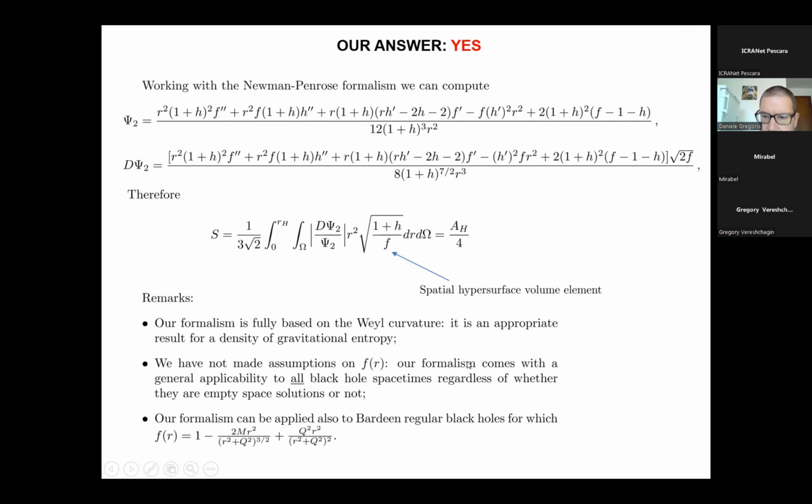So our formalism comes with a general applicability to all black hole spacetimes, regardless of whether they are empty space solutions or not. So we can apply our formalism both for Schwarzschild and for Reissner-Nordström. Our formalism can be applied also to Bardeen regular black holes in which there is no singularity. In fact, the crucial notion is not the notion of singularity, but actually the notion of horizon, up to which we have integrated here.